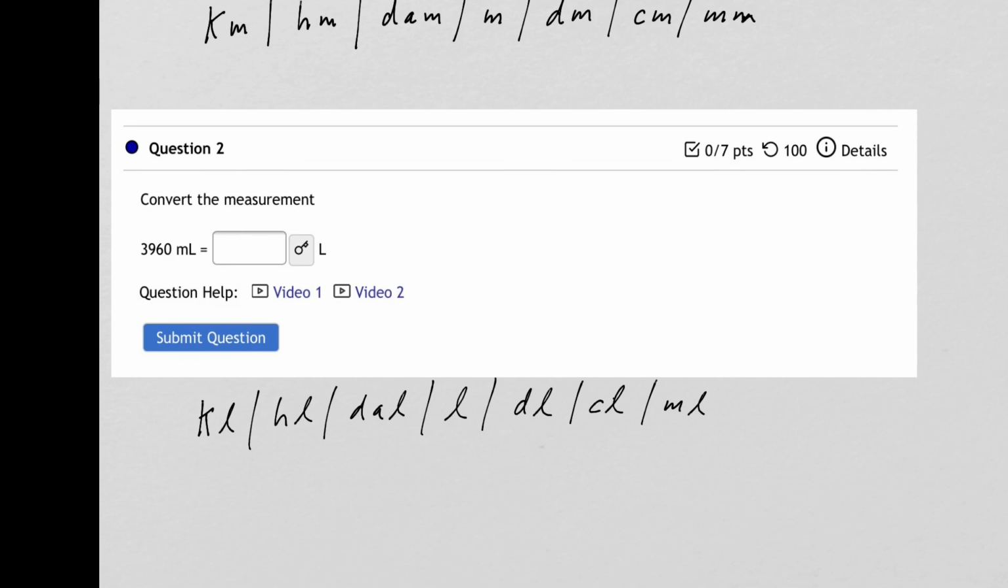So I want to go from milliliters to liters. So I start here at milliliters. I want to go to liters. So I need to go 1, 2, 3 places to the left in the table, which means I need to move the decimal point 3 places to the left. So if the decimal point is here originally, I need to move it 3 to the left. So it looks like this is going to be 3.96 liters. And that would be my answer.